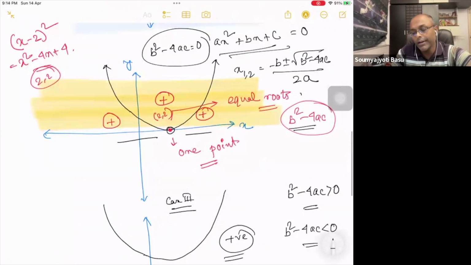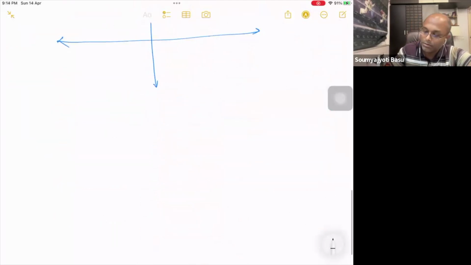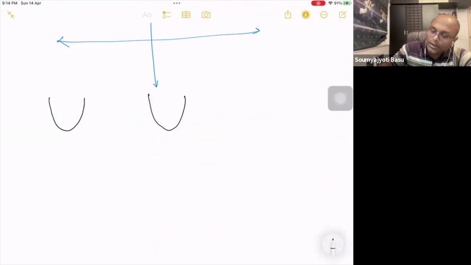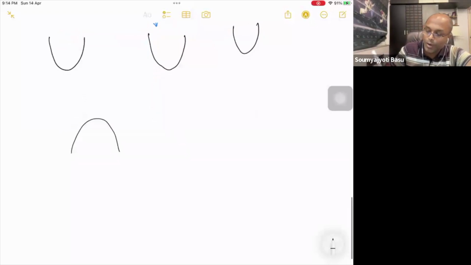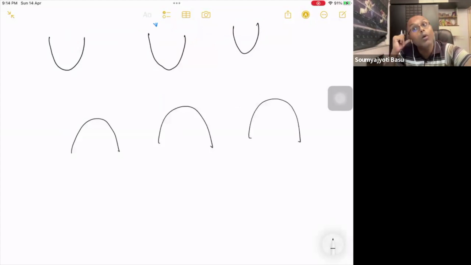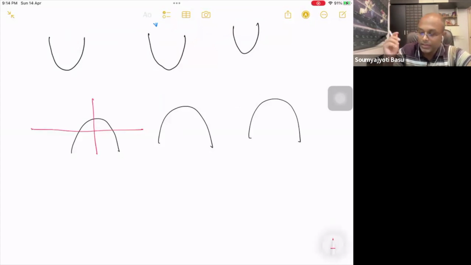Now, for quadratic equations, these parabolas or curves, I have drawn three scenarios where the curves are all pointing upwards. This is not always true. There are scenarios where the curve points downwards. But even in those scenarios, these three cases remain.